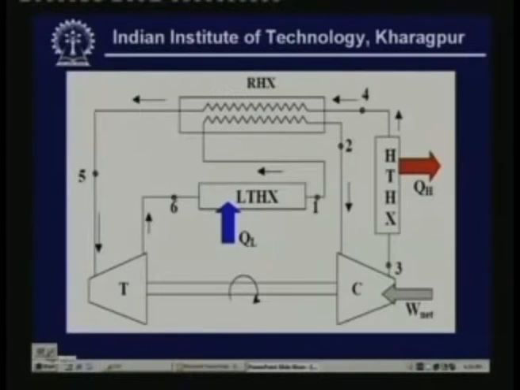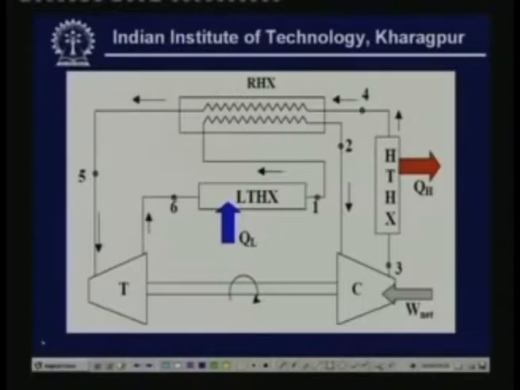Now, this figure here shows the schematic of the system. So, you can see that we have the 4 basic components, that is turbine, compressor, low temperature heat exchanger where the refrigeration is produced, and the high temperature heat exchanger where heat rejection takes place. In addition to these 4 basic components, we have an additional component, that is the regenerative heat exchanger.